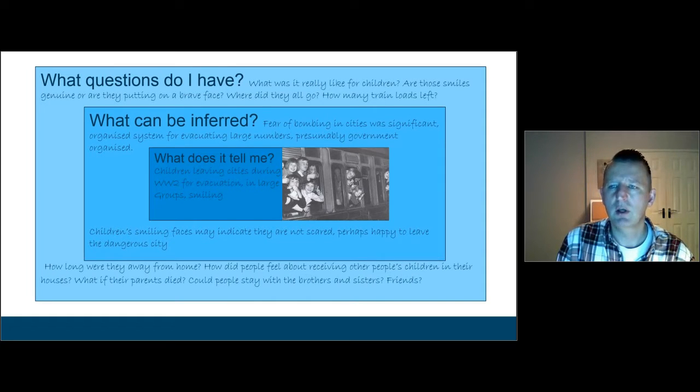Where did they all go? How many train loads left the cities? How long were they away from home? How did people feel about receiving other people's children in their houses? What if their parents died while they were away? Could people stay with their brothers and sisters? Could they stay with their friends?